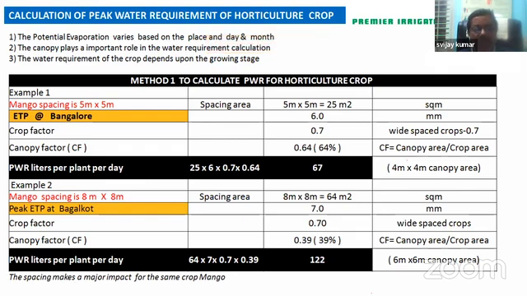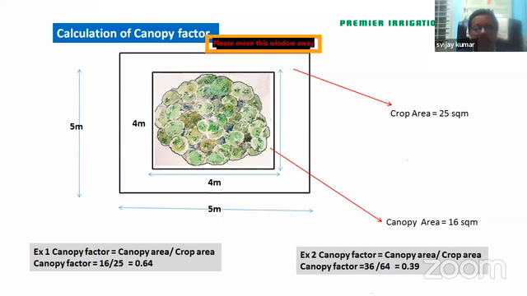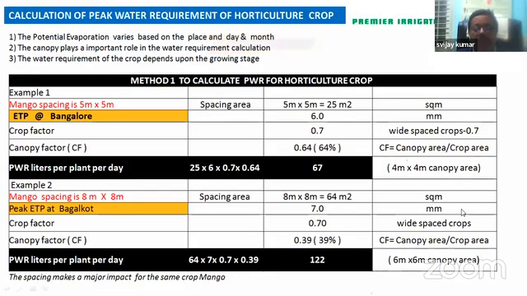Now, if I take the same mango crop in a hotter place, for example, Bagalkot, and the crop spacing over there is 8 meters by 8 meters, and I am assuming the same crop factor of 0.7, but the canopy factor which I am assuming over here is only 39%. Why is that? Here you can see in the second example, the spacing has become 6 by 6, and the spacing has changed as well as the area that is being covered. So the canopy factor will be 36 divided by a total area of 64. So here the canopy factor will work out to 39% only.